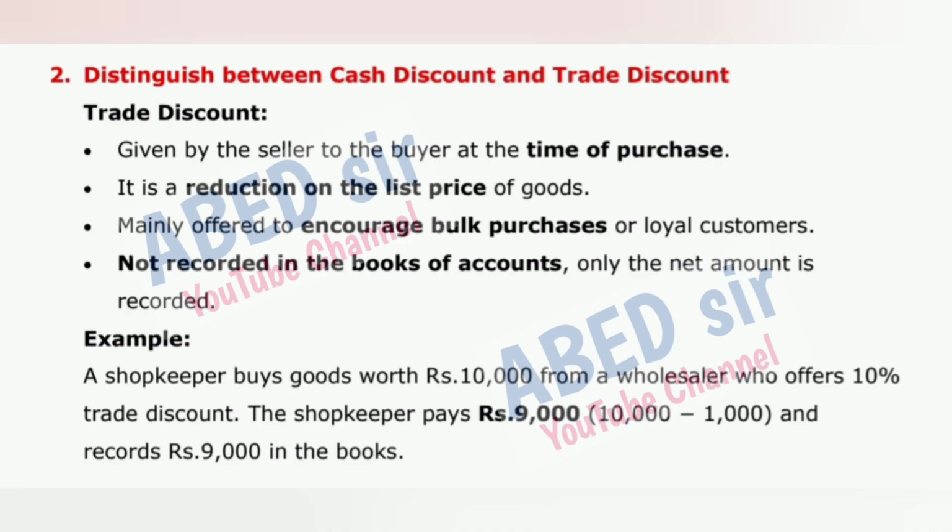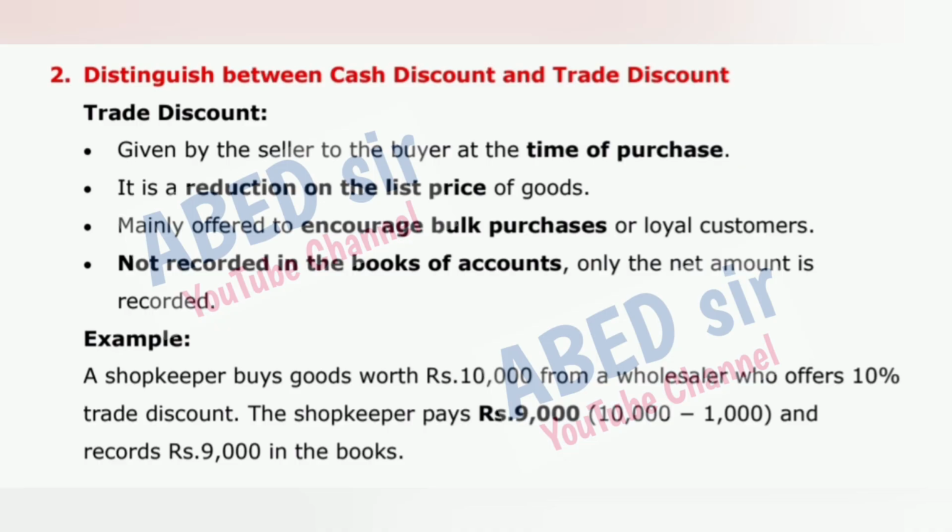Next important short question is: distinguish between cash discount and trade discount. Trade discount. Given by the seller to the buyer at the time of purchase. It is a reduction on the list price of goods. Mainly offered to encourage bulk purchases or loyal customers. Not recorded in the books of accounts, only the net amount is recorded.